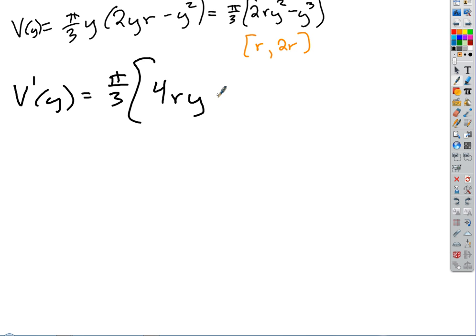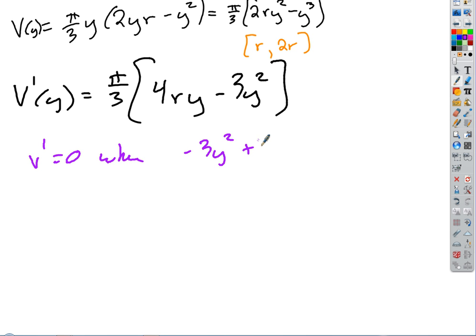What about the second term? 3y squared. Okay. And so there's the first derivative. We can find critical numbers pretty easily for that one. V prime equals 0 when what? What's the part that we would set equal to 0? It's just going to be this part right here, isn't it? So we'd say when negative 3y squared plus 4ry equals 0, how would we solve that equation?